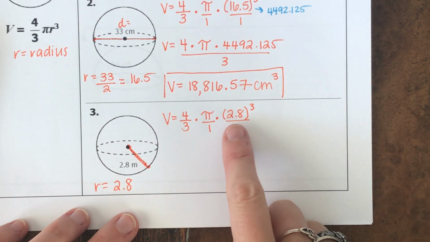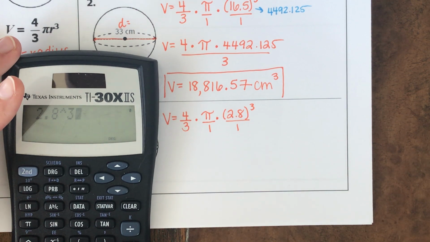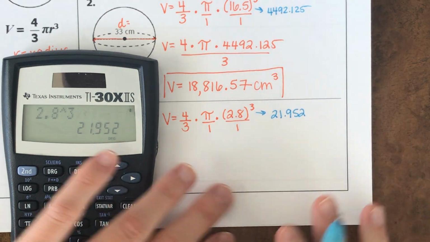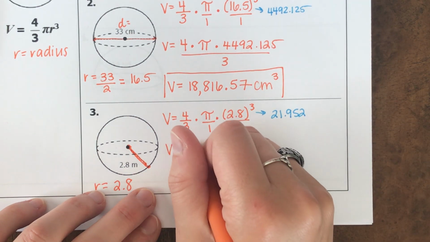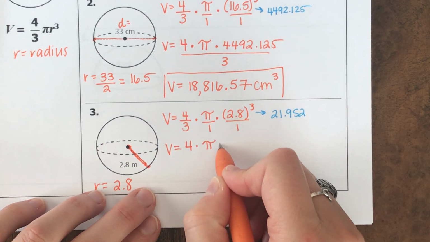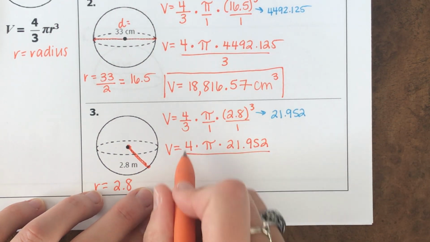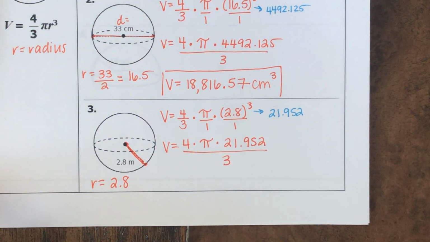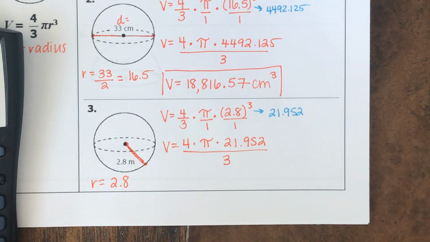First thing I'm going to do is figure out what 2.8 cubed is. So I'm going to do 2.8 to the 3rd power. I get 21.952. So now I'm going to multiply everything on top together and then everything on the bottom together. 4 times pi times 21.952, and then I'm going to divide the whole thing by 3 times 1 times 1, which is 3. So if I multiply those numbers on the top, I get a large number, 275, and then I divide it by 3.